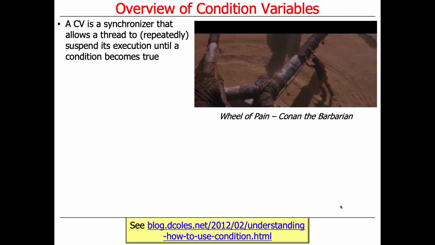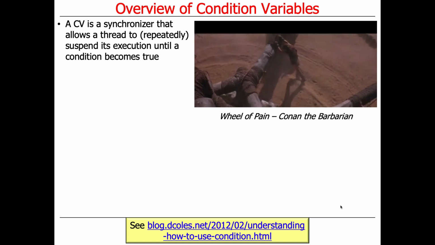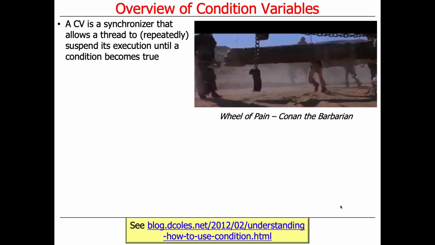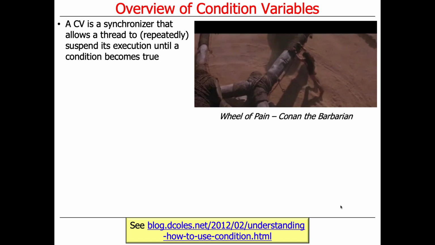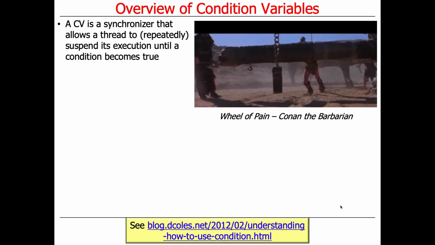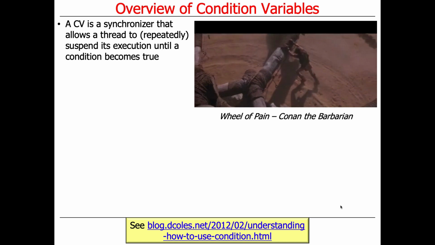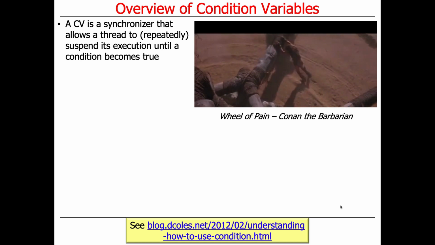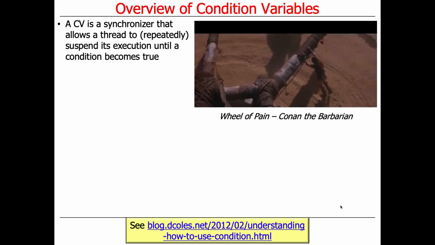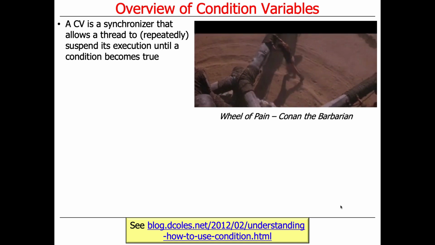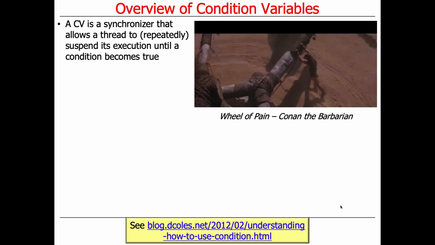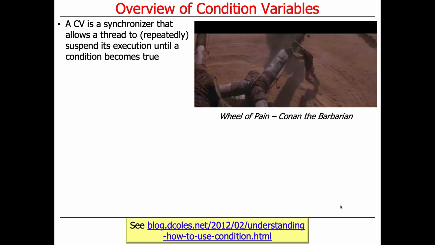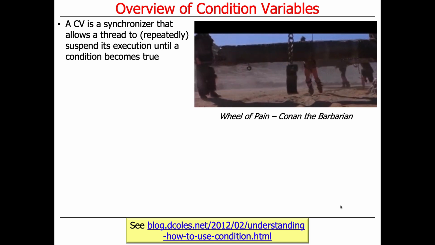So let's first start by talking about a condition variable. I'm going to call it a CV to avoid making the slides more verbose than they need to be. A condition variable is a form of synchronizer that allows a thread to potentially repeatedly suspend its execution until a condition becomes true. You have to be a little careful here, because usually you loop while some expression is true, but what you're really trying to do is have a condition become true. Like you don't want the queue to be empty or something like that. So it'll keep doing it over and over and over again.